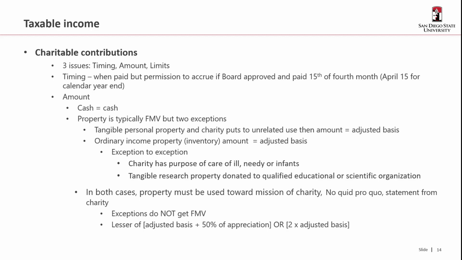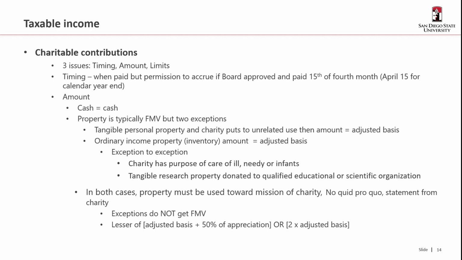So typically, that would be when they're paid, right? A corporation would deduct a charitable contribution when it's paid. But a corporation may also accrue a charitable donation if the board approves it and it's paid by the 15th of the 4th month after the end of the tax year. So for example, a calendar year corporation, that would be by the tax filing date of April 15.